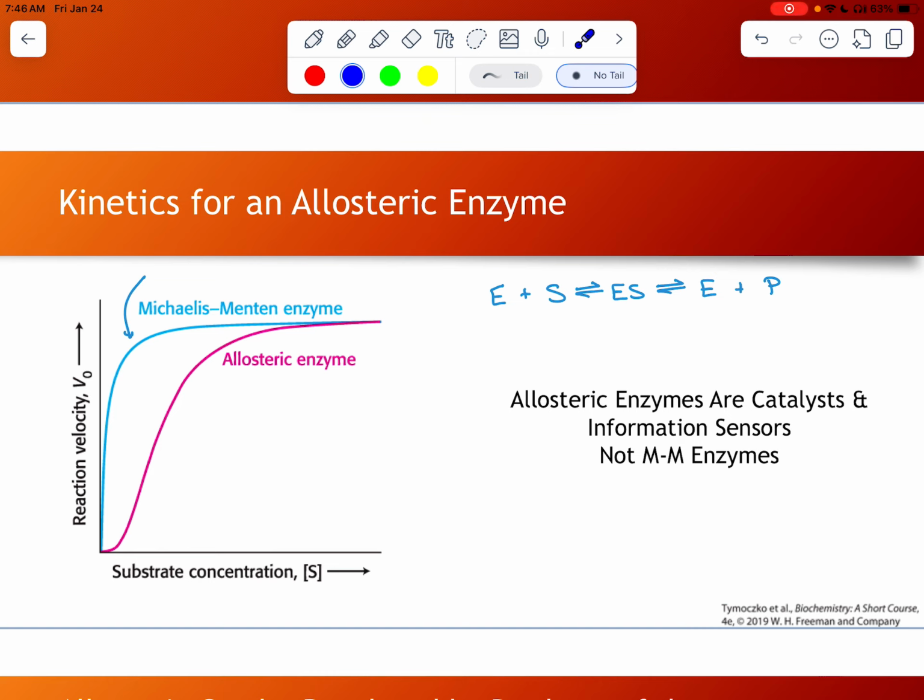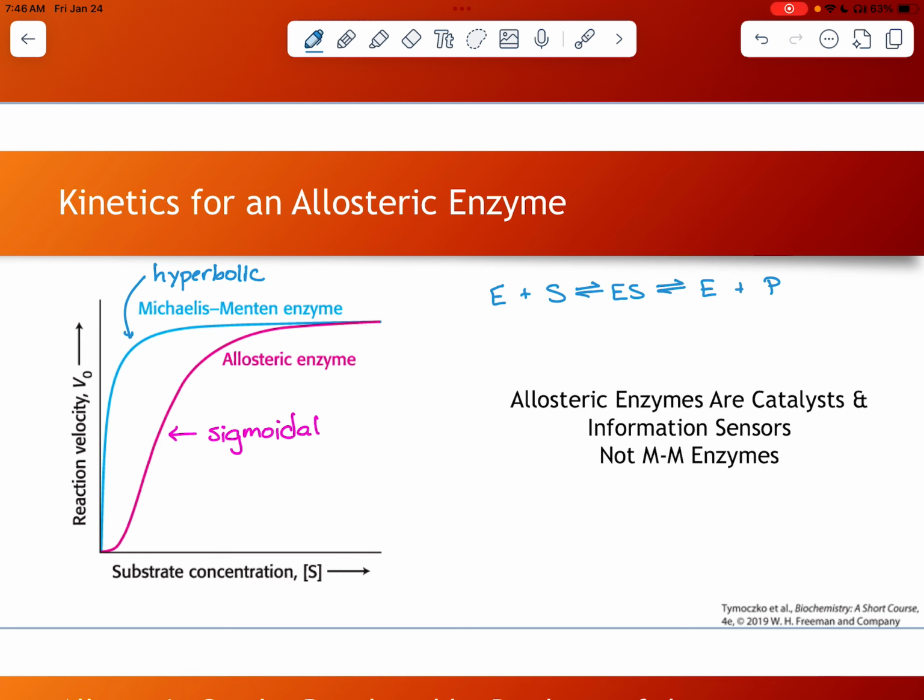Sometimes when we plot the substrate concentration versus reaction velocity or reaction rate, we get a different shape plot. We get this sigmoidal shape instead of the hyperbolic. I'll write in hyperbolic just to have it all in one slide. Okay, so sometimes we get this sigmoidal shape.